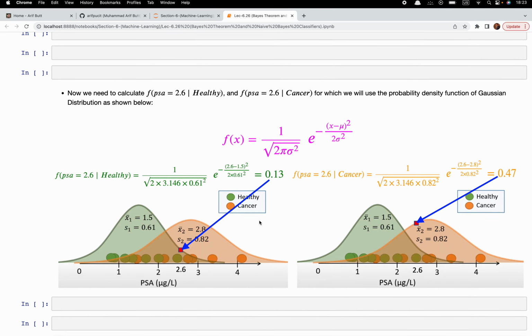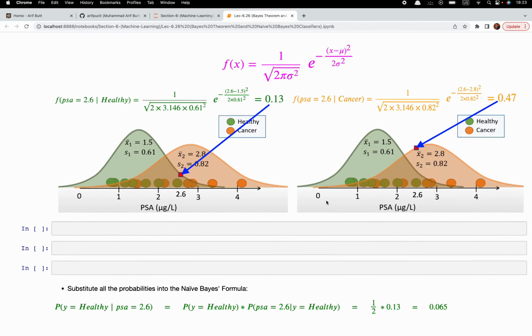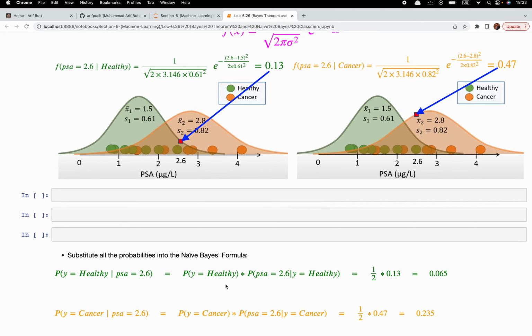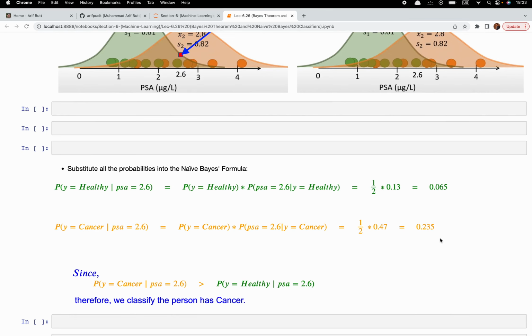So the last step is to substitute these values in the naive Bayes formula over here to calculate the probability of y equals healthy given PSA equals 2.6 and the probability of y equals cancer given PSA equals 2.6, and we get these two values. And since this 0.235 is greater than 0.065, therefore we classify that the person has cancer. Great job done.